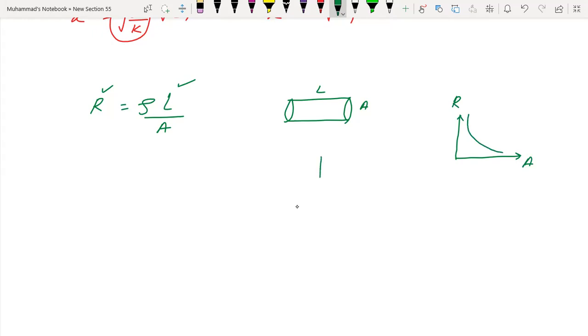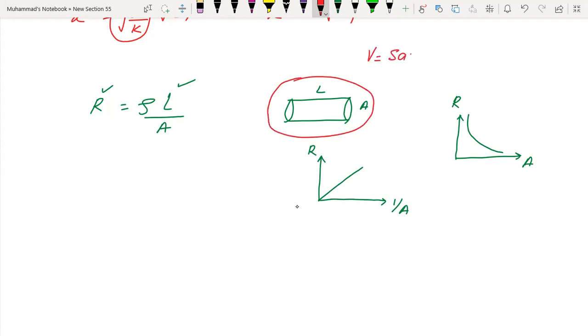And if you are plotting 1 by A versus R, then it will be a straight line. Another important situation that has been asked many times: what are you going to do? You are keeping the volume V the same, and you are changing the length.